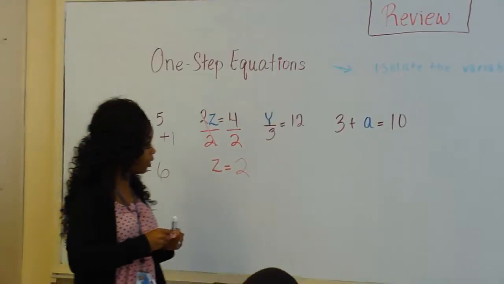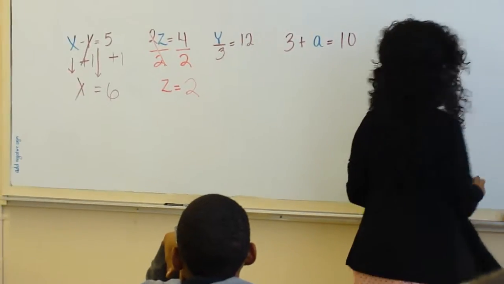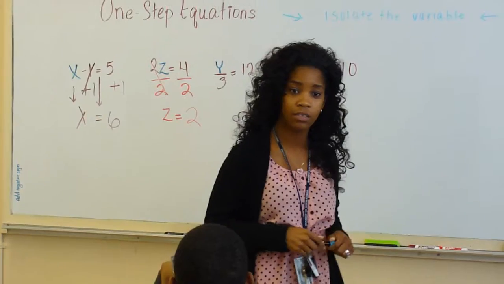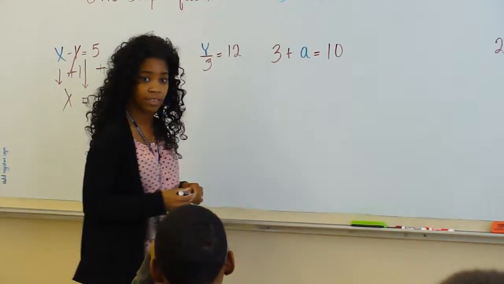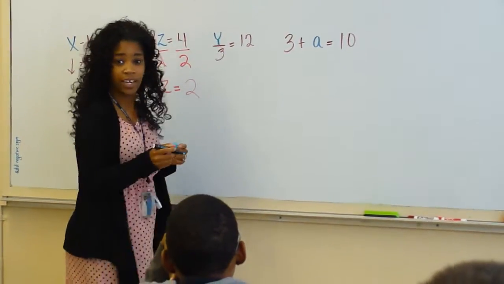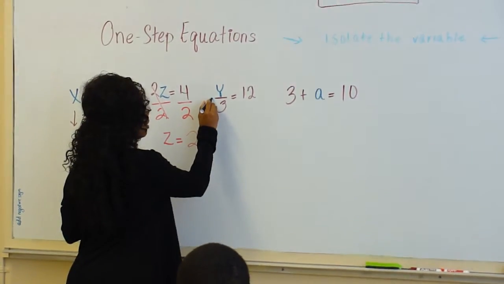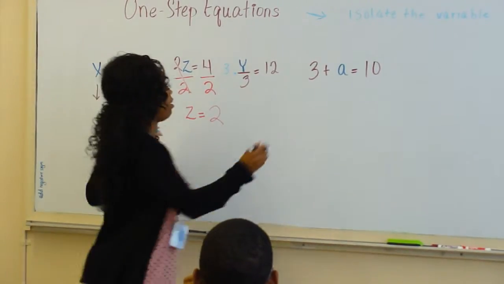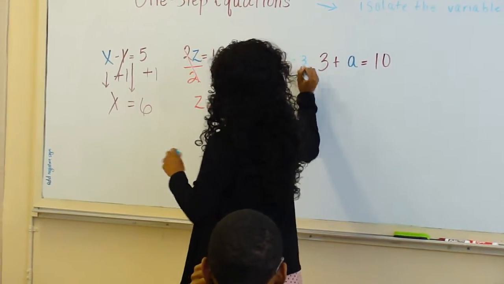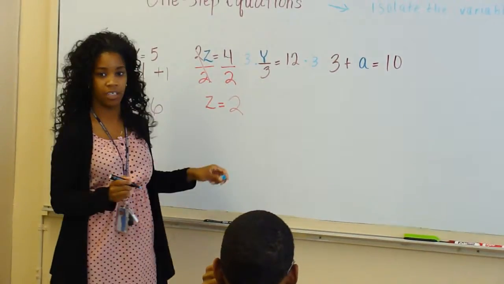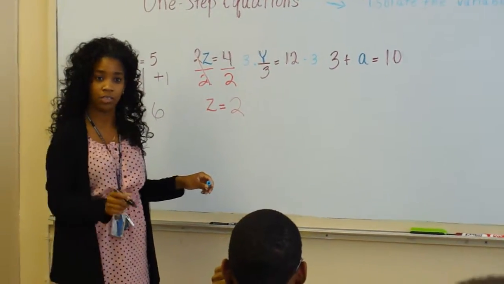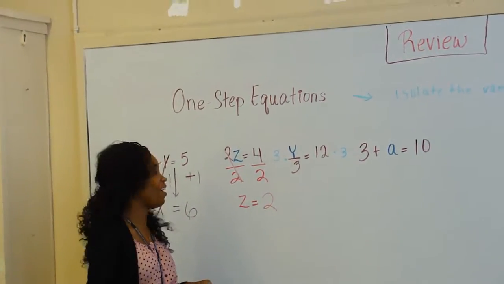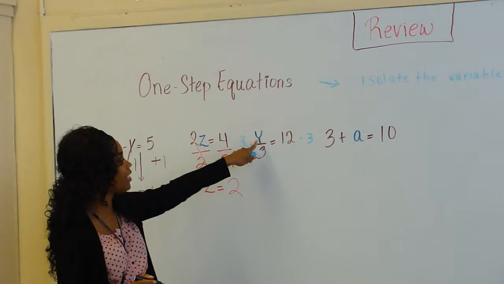Next problem. Somebody else besides Sydney, please tell me what I can do. What do we do? Times 3 to each side, right? Times 3 to each side. So 3, don't forget that means times, right? Okay, so 12 times 3. What happens to this over here? Okay, it cancels out.